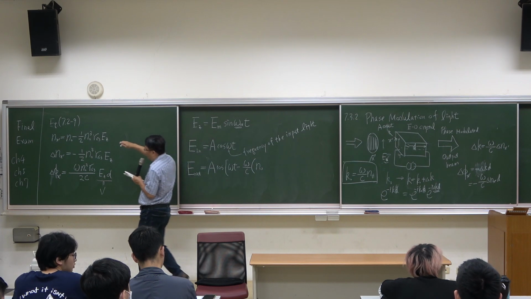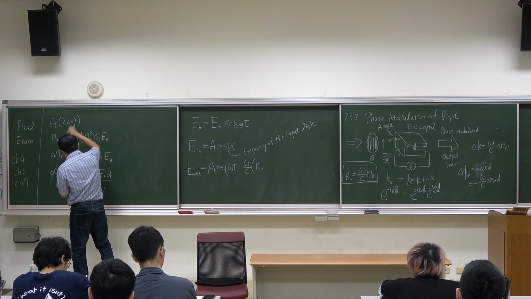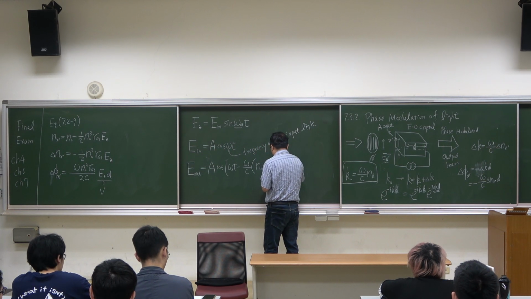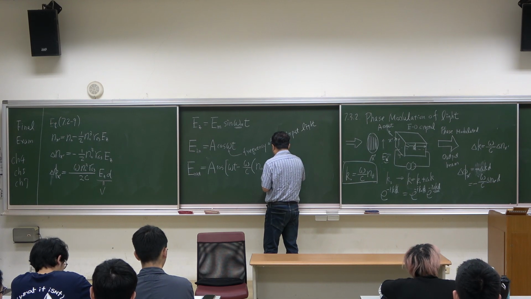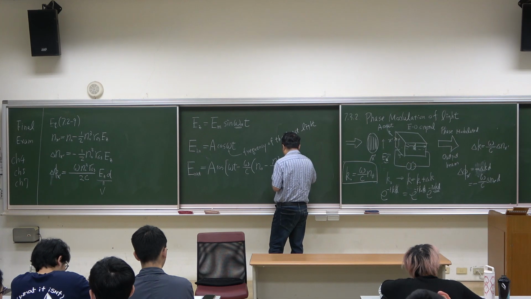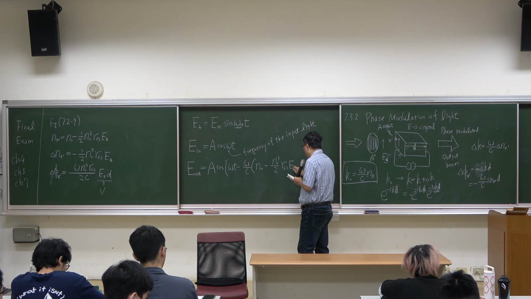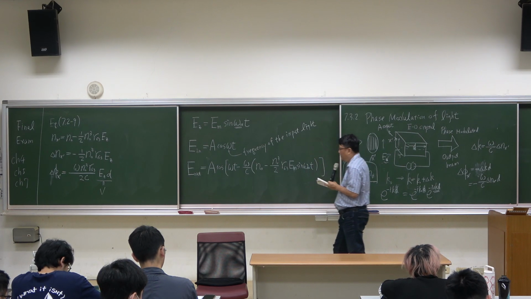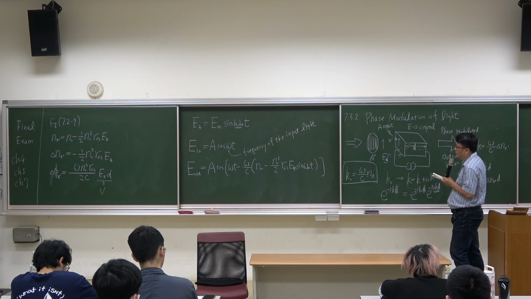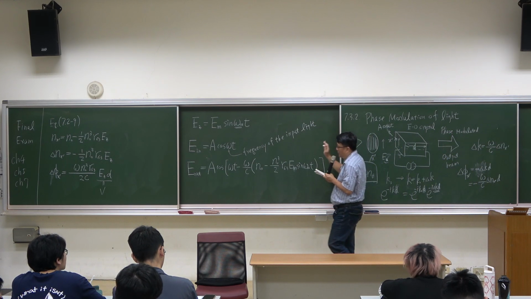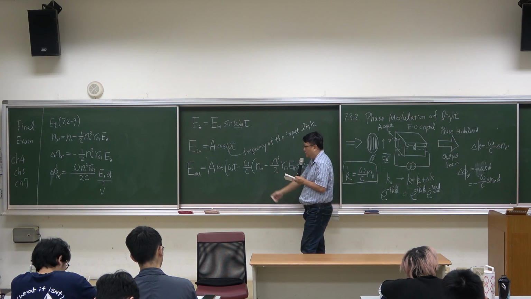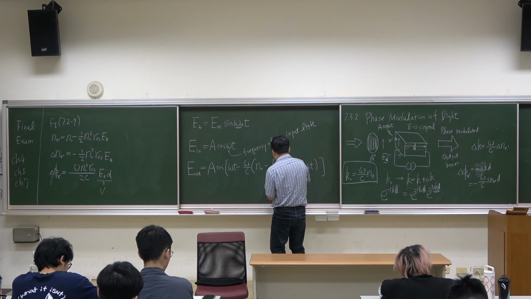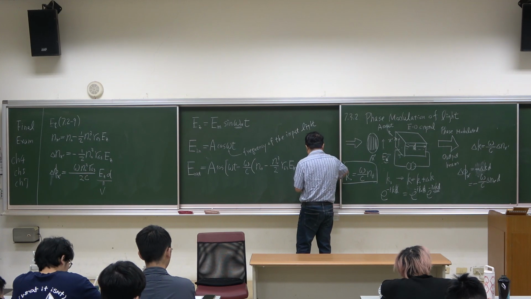If you use KDP crystal, the original N is the ordinary refractive index. Minus 1/2 NO cubed times R63 times EZ. EZ is equal to EM sine omega MT. So the output beam has the electric field equal to this times D, here times D.